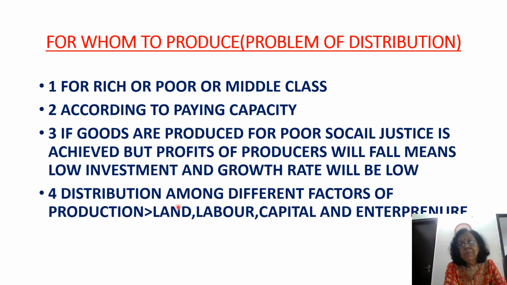Then distribution among different factors of production. What are factors of production? Land, labor, capital, and entrepreneur. When a producer, an entrepreneur, wishes to produce goods and services, he will employ land, labor, capital, meaning machines, and he might have to take a loan also. So land will get rent, labor wages, capital interest, and of course the entrepreneur profit. So how income will be distributed among all factors of production.